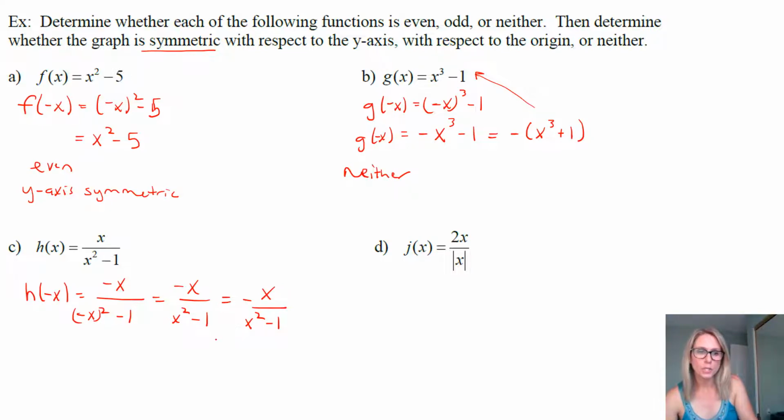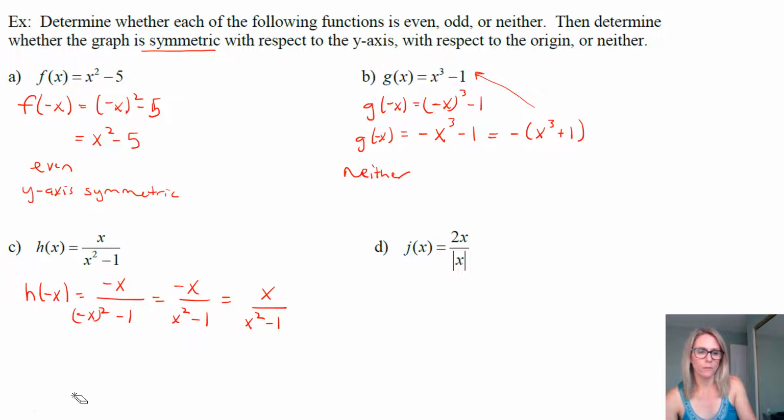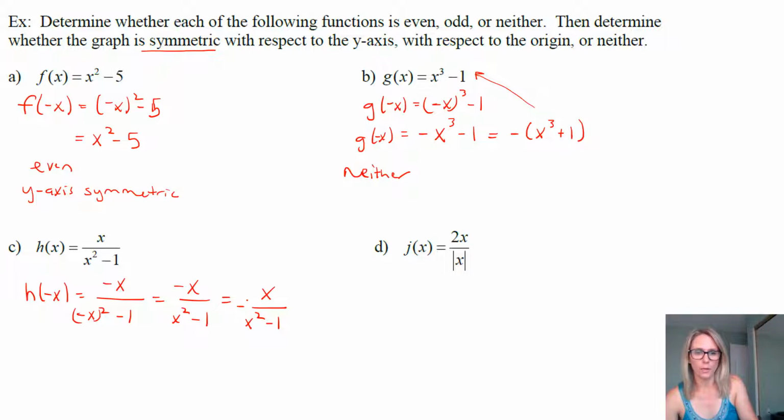So understand that that's the same as just putting, I can even write it a little more obviously if you want to see that, but this negative can just sit out here. And what that means is it's basically like saying negative 1 times x over x squared minus 1, which tells us that it's the complete negative of our original function, which makes it odd and therefore has symmetry with respect to the origin. So origin symmetry.